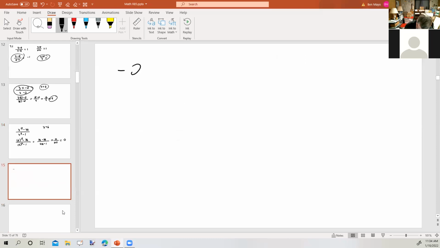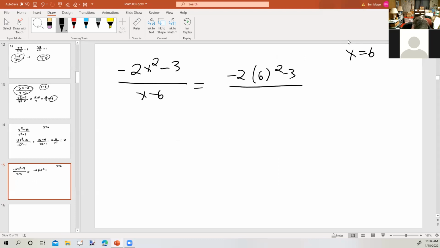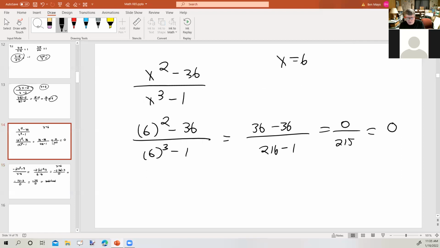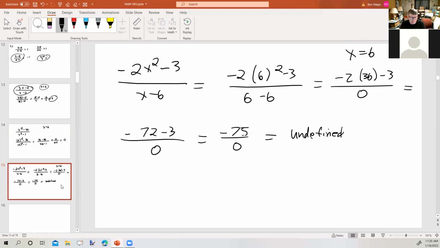Let's say I've got negative 2x squared minus 3 over x minus 6. And again, we want to evaluate this expression for x equals 6. So in the numerator, we get negative 2 times 6 squared minus 3, which is negative 2 times 36 minus 3, which is negative 72 minus 3, which is negative 75. In the denominator, we get 6 minus 6, which is 0. And dividing by 0 is undefined. So, a 0 number divided by a non-zero number is 0. A non-zero number divided by 0 is undefined. So don't forget about that.